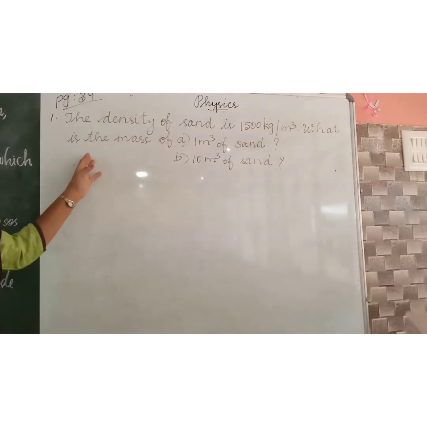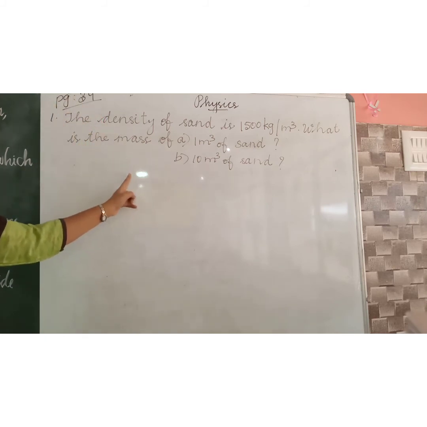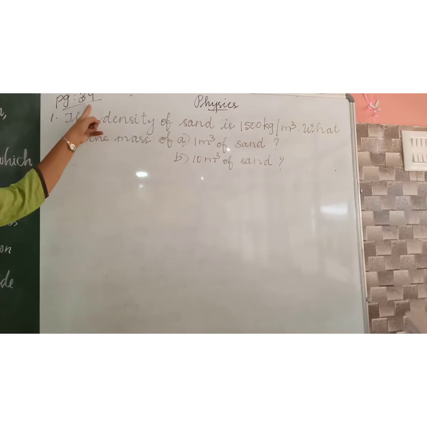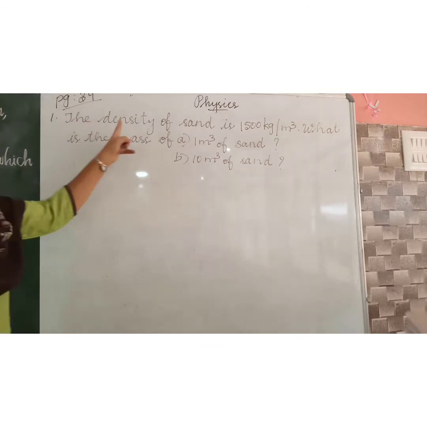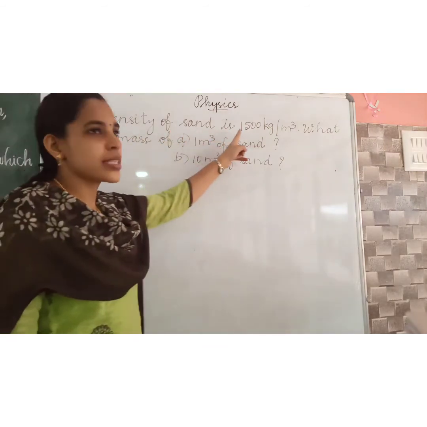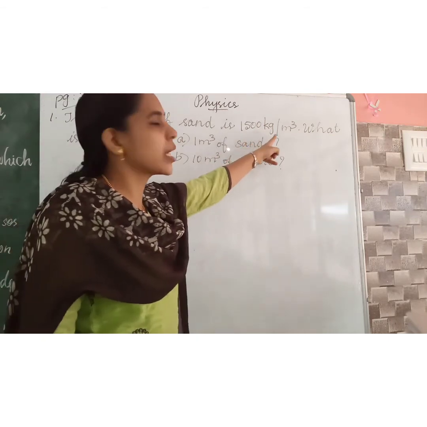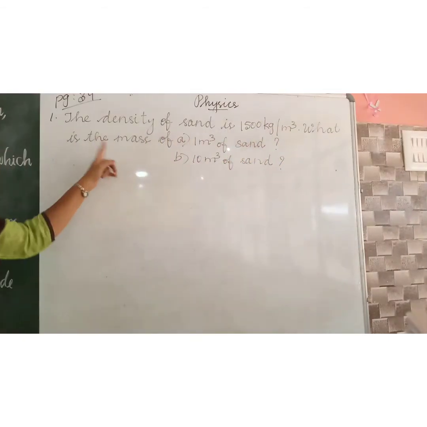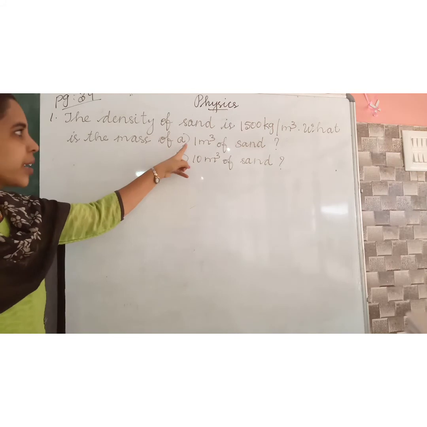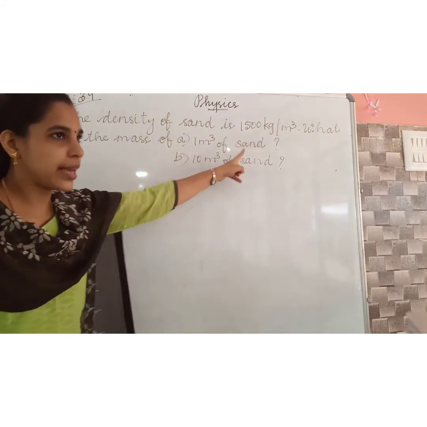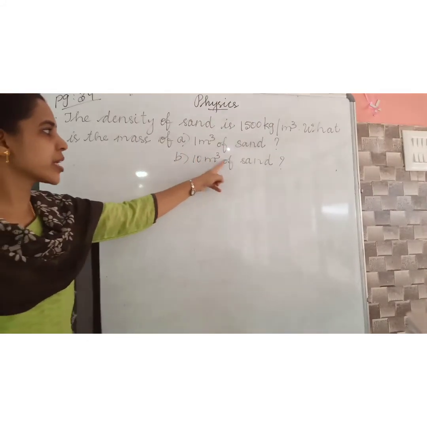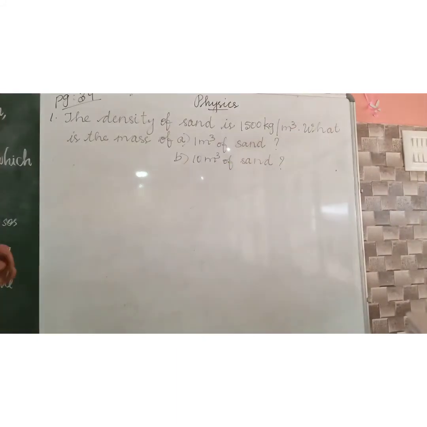Listen children, next problem from page number 39. You must write it in the booklet. Page number 39, first question: the density of sand is 1500 kilogram per meter cube. What is the mass of? Question A, 1 meter cube of sand. Question B, 10 meter cube of sand. Listen to the solution.